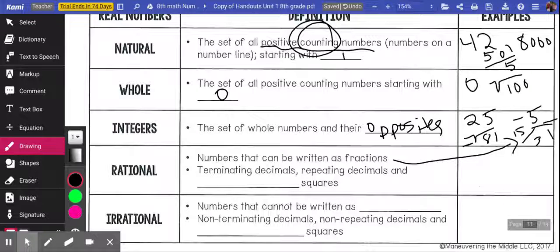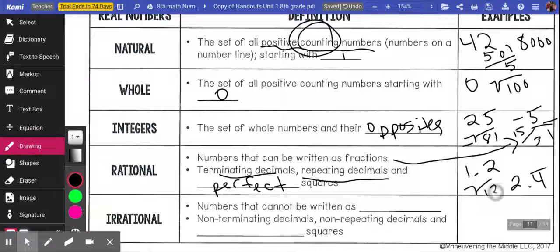They're also terminating decimals, which means they stop or repeat. So you might have a 1.2 or you might have a 2.4 repeating. And they're also all the perfect squares. By now you should know what that means. Any square root that, when you do it, comes out as a whole number. So 121.